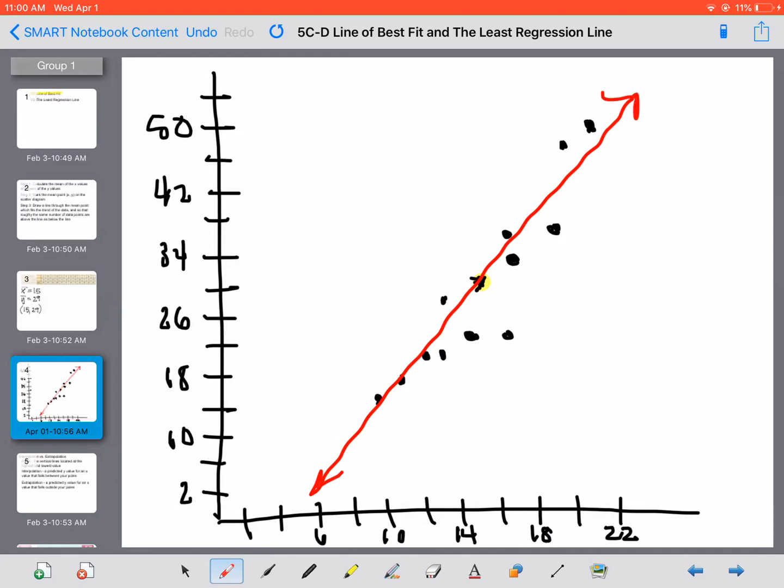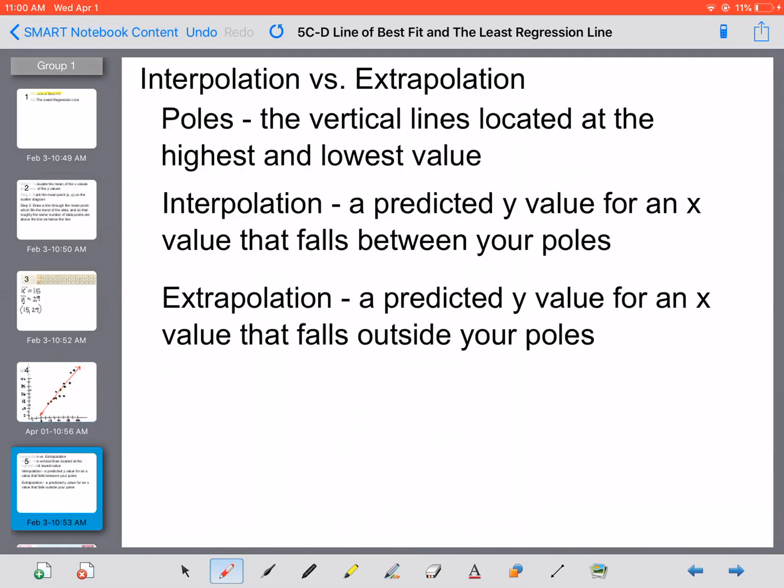So there would be one example of a scatter plot with your line of best fit. The next thing that I want to talk about is interpolation versus extrapolation. So you're going to have two different poles. They're just vertical lines that are located at either the highest and the lowest value in your graph. Interpolation is when you have values that are between those two poles. Extrapolation is when the values fall outside.